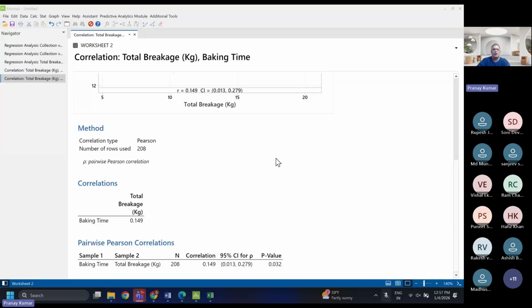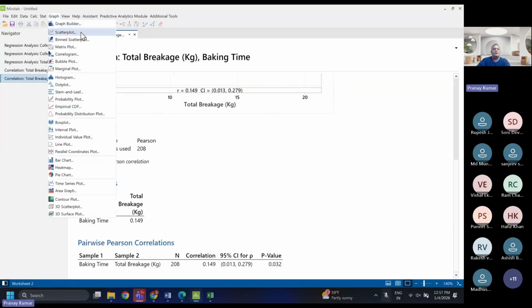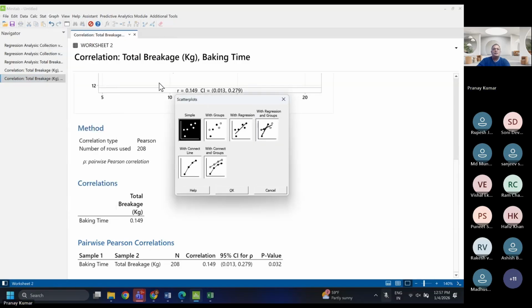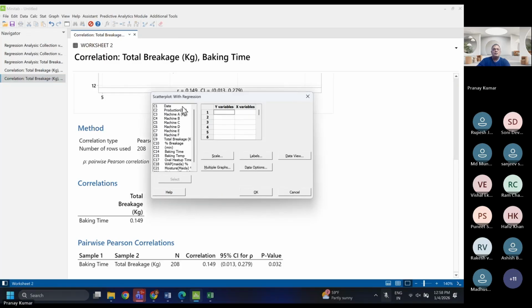Let's now move to doing the scatter plot. I'm sure you did it in the 7QC tool also, but let's do it again. I go to graph. The second option is scatter. I will always choose the with regression option. Okay. Total breakage versus production. Total breakage versus baking time.